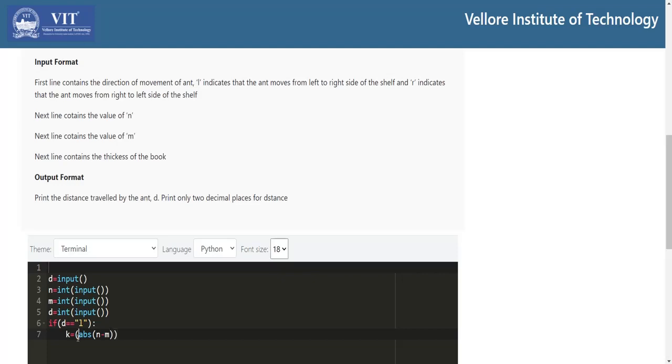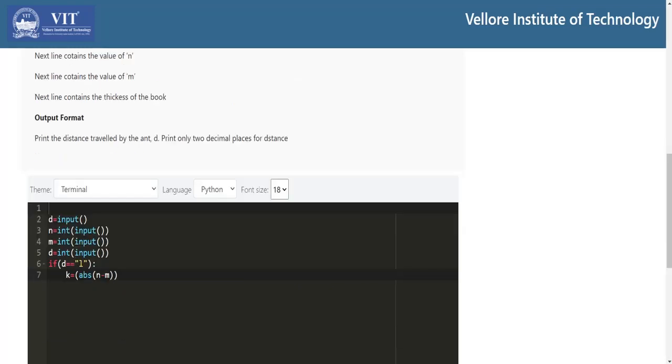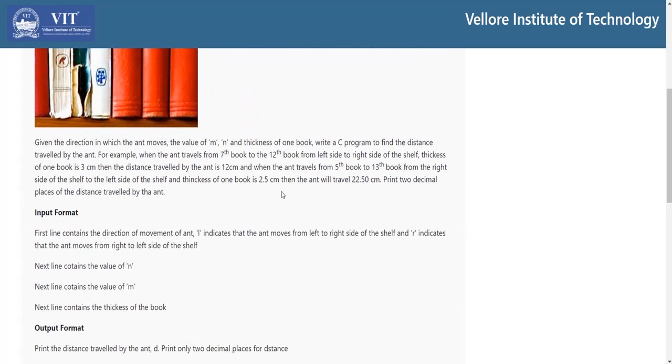I am putting absolute because even if the difference n minus m becomes negative, the abs, that is absolute, will give me the positive value of n minus m. So if the ant is moving towards the left side, and this is the case where the ant starts from the fifth book and wants to reach the 13th book, then it will start from the starting point of the fifth book. So 13 minus 5 will be 8.